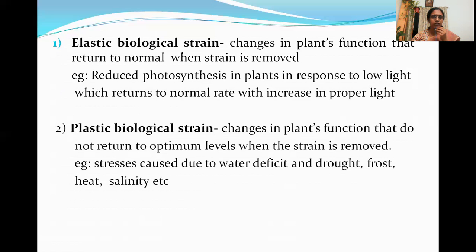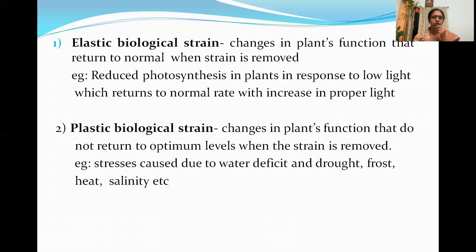What is elastic biological strain? Changes in the plant's function that return to normal when the strain is removed is called elastic biological strain. An example is reduced photosynthesis in plants in response to low light or short duration of light. The time given is very less, and it will return back to normal rate with the increase in proper light conditions. The name itself indicates elastic: if you stretch it, it will expand, and if you release it, it will come back to normal. The same condition applies here also.